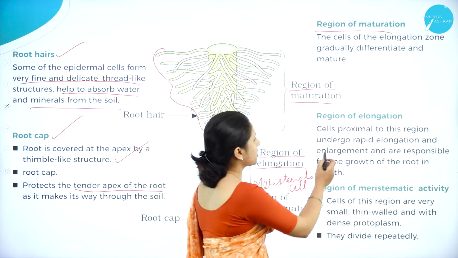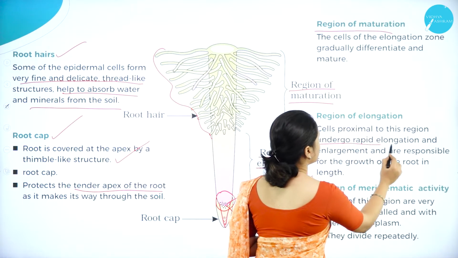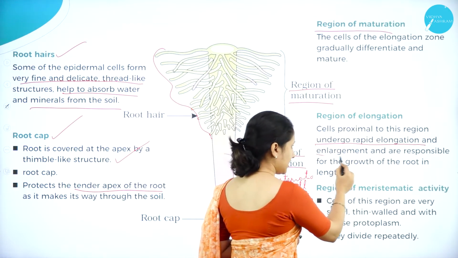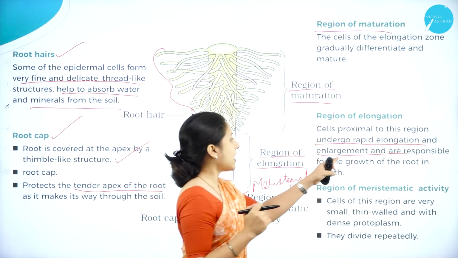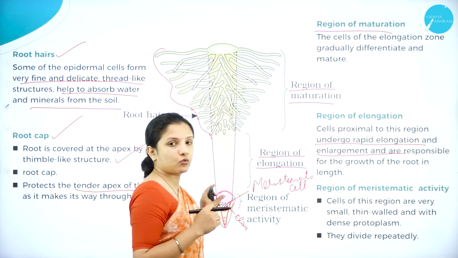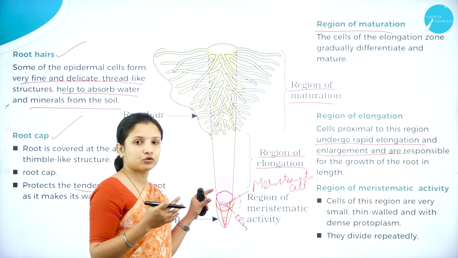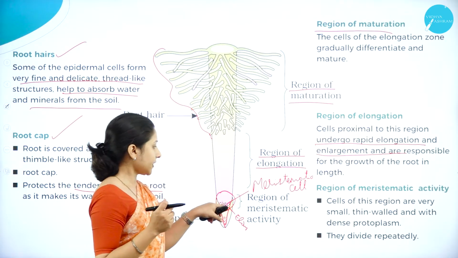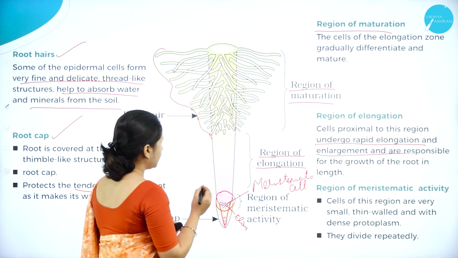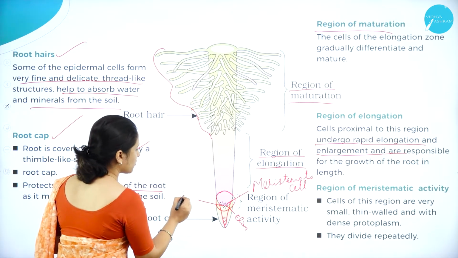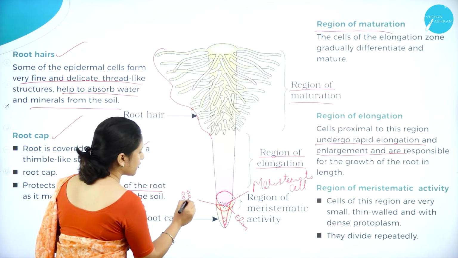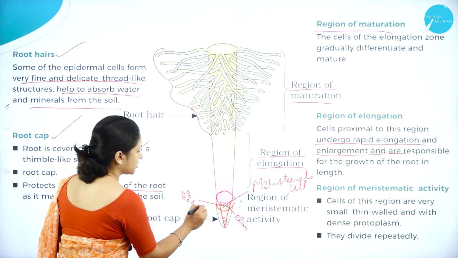In the region of elongation, the cells undergo rapid elongation and enlargement, that is they will increase in size, and this region is also responsible for the growth of the root. Now I'll tell you what happens in the meristematic region. In this particular region, only new cells will be produced.